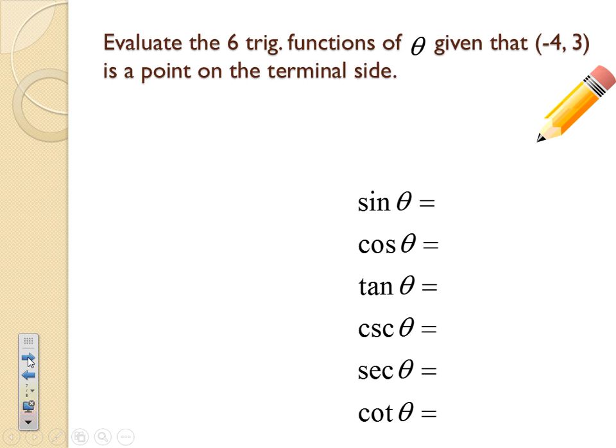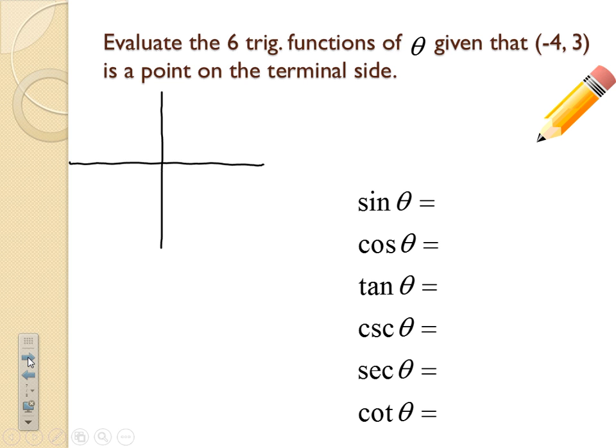Here's our first example. We're going to evaluate the 6 trig functions of theta given that negative 4, 3 is a point on the terminal side. So that's the terminal side that we've been working with this whole time. First things first, you have to create a coordinate plane. So I create my coordinate plane, my x and y axis.